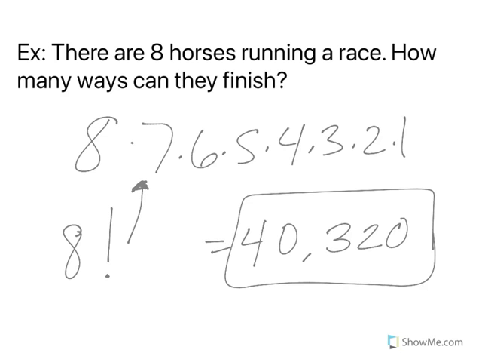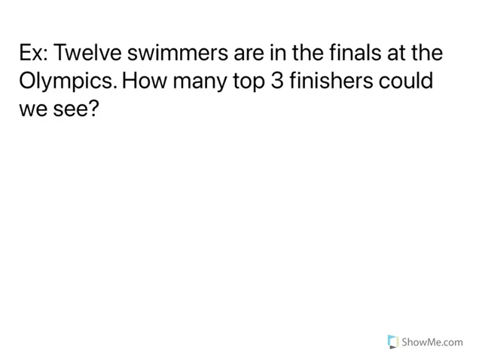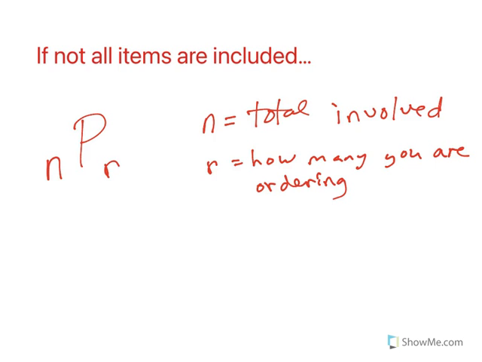Okay, now that's factorial, when we are counting all of the ways, right? We have 8 horses. We care about all 8 places, but we don't always care about all the places, right? Let's go back to the Olympics. We have 12 swimmers in the finals at the Olympics. How many top 3 finishers could we see? Since generally we have a gold, silver, and bronze, I know sometimes there's ties, but gold, silver, bronze, we only care about the top 3 finishers, and the order matters. So we do what we call a permutation, and we would say 12P3, and you're like, I'm sorry, what? Okay, let's talk about that.